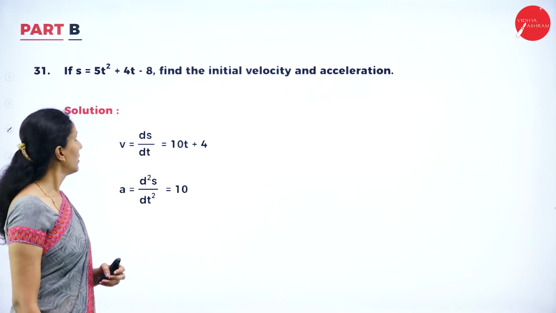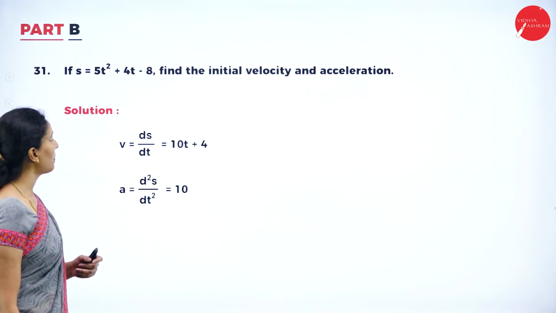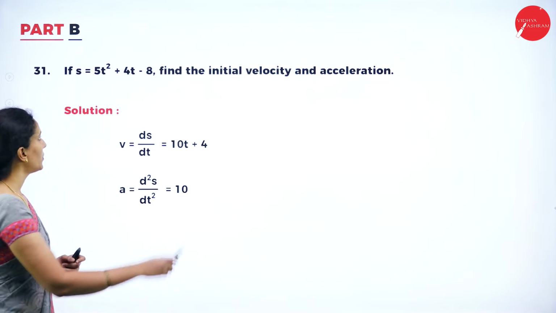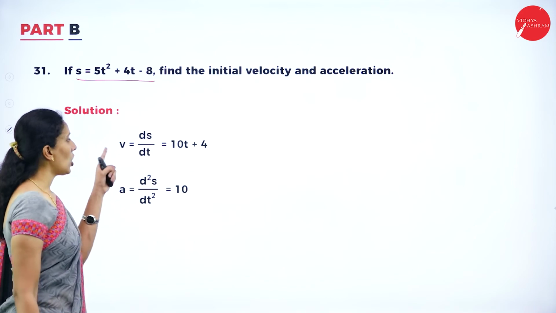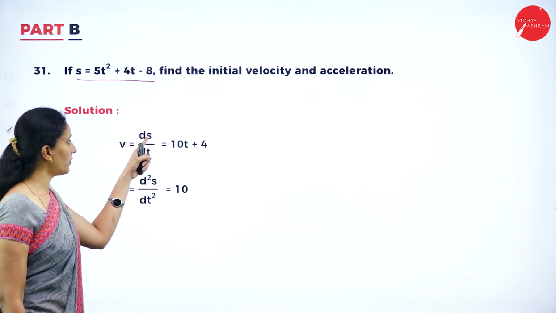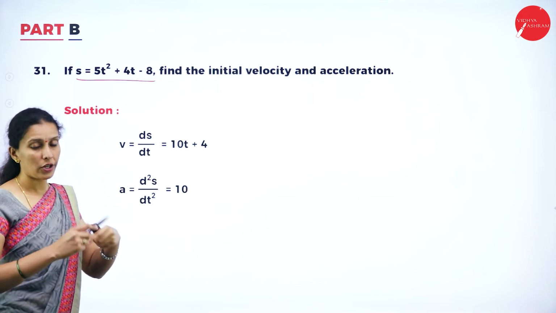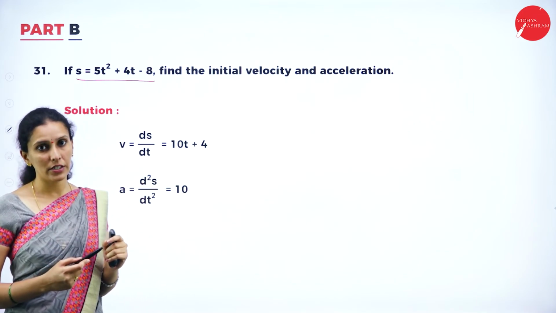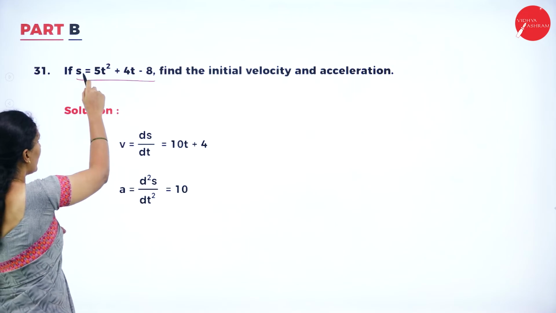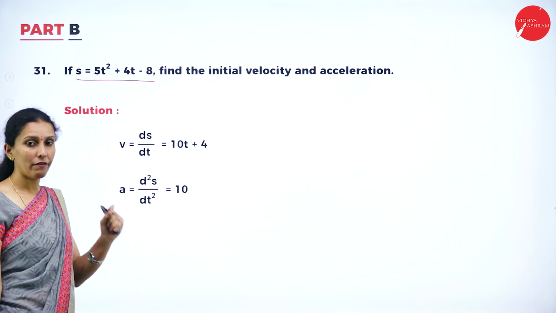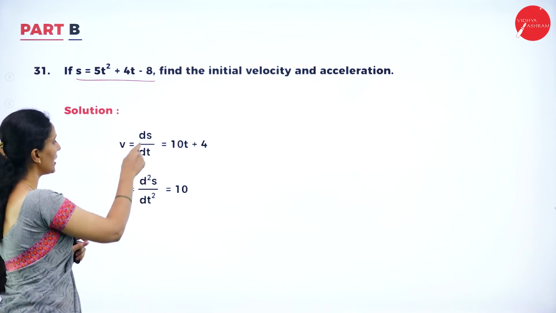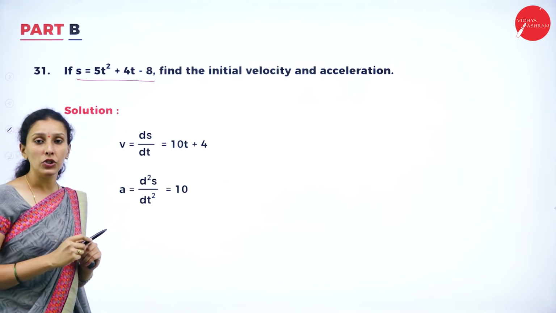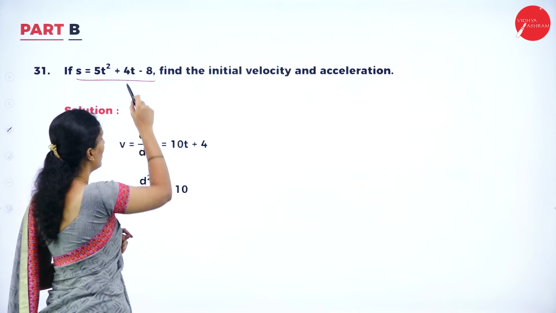Next we have, if s is equal to 5t square plus 4t minus 8, find the initial velocity and acceleration. So the displacement is given. Velocity is nothing but rate of change of displacement with respect to time. So rate of change is nothing but the derivative of the particular term with respect to time. Hence we have to differentiate the displacement to get the velocity. So therefore here ds by dt, derivative of t square is 2t, 2t into 5 is 10t plus 4.